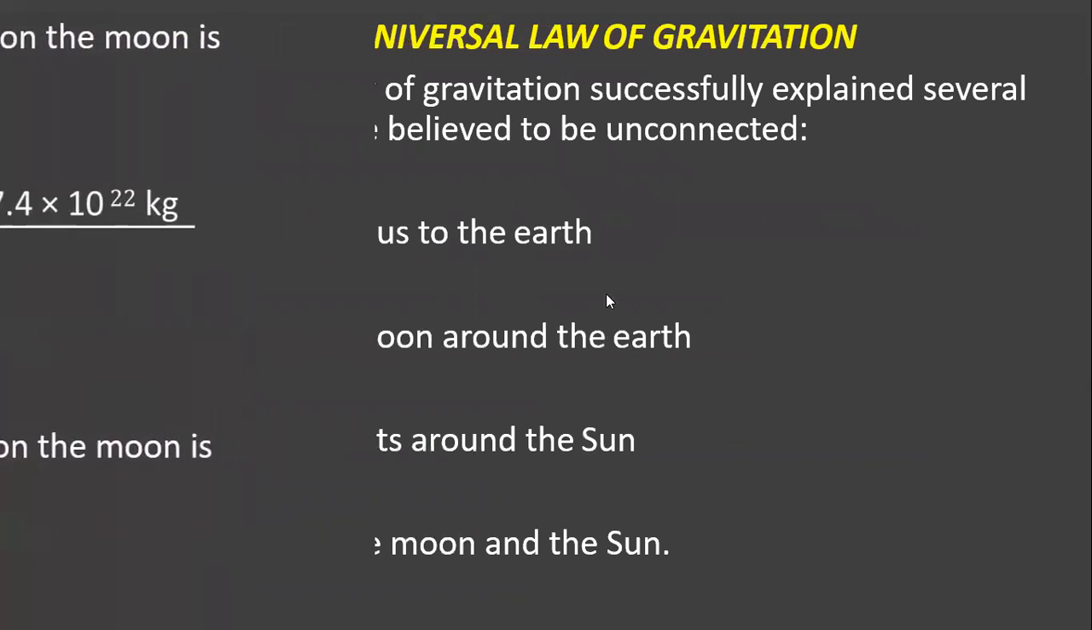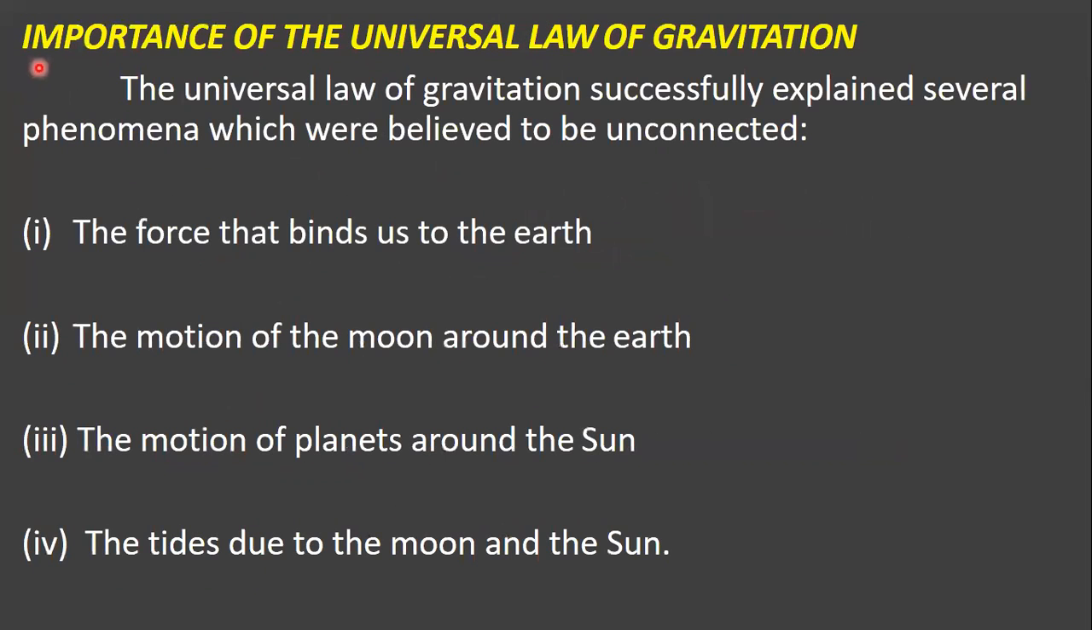Now, what is the importance of the universal law of gravitation? We will study that, children. The universal law of gravitation successfully explained several phenomena which were believed to be unconnected. See, children, these four phenomena were explained by the universal law of gravitation. First one is the force that binds us to the earth, that is gravitation, children.